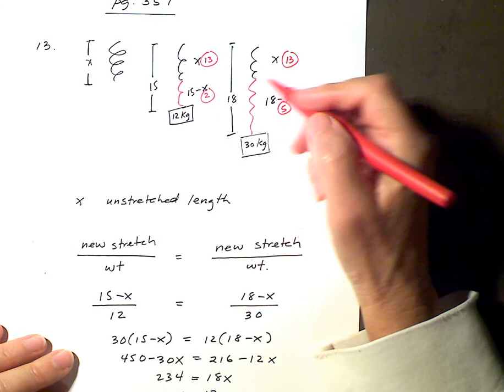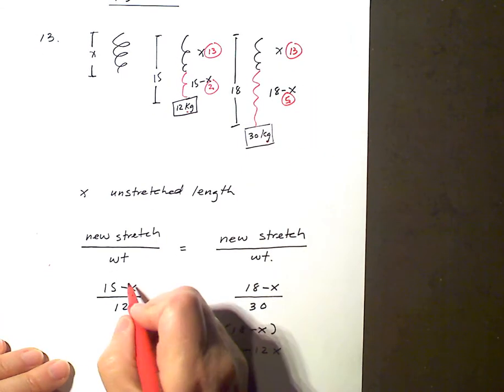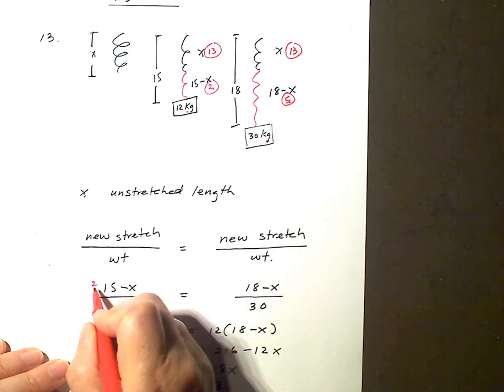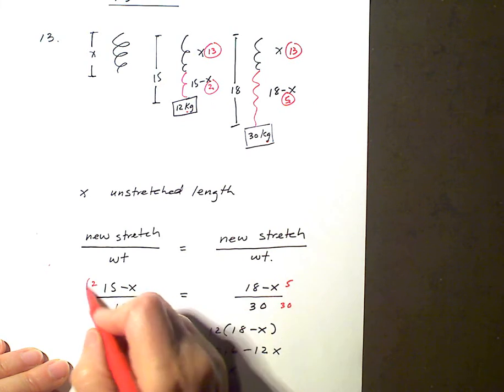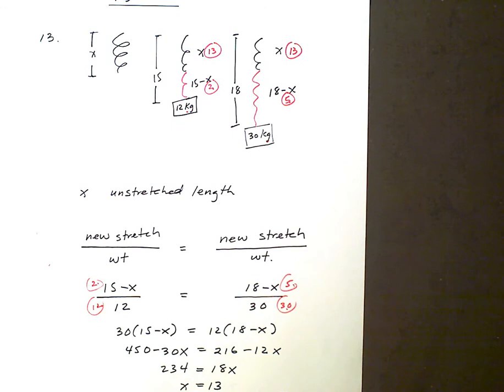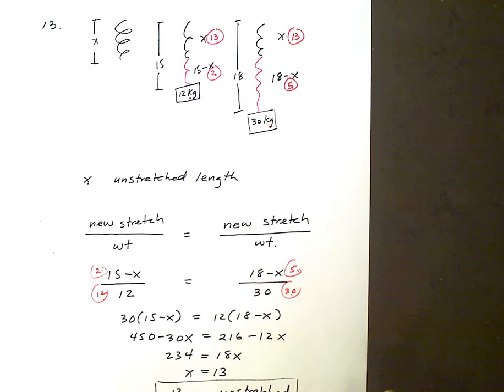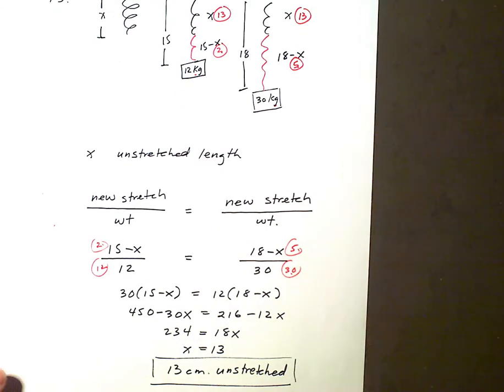So is 2 to 12 the same ratio as 5 to 30? So this is a 2 to 12, and this, 18 minus X, is 5 to 30. And you can see that this is a 1 to 6 ratio, and this is a 1 to 6 ratio. So we can cross multiply those, and we get 60 equals 60. So anyway, that's one approach to number 13.